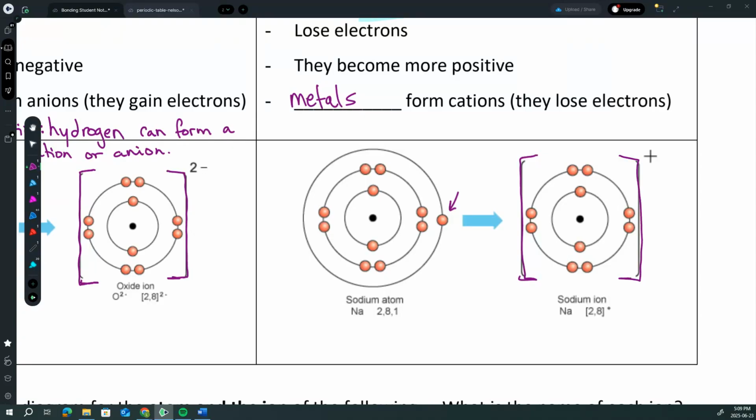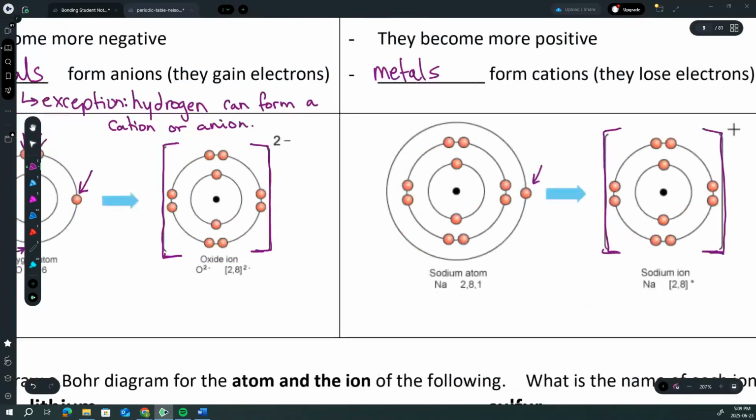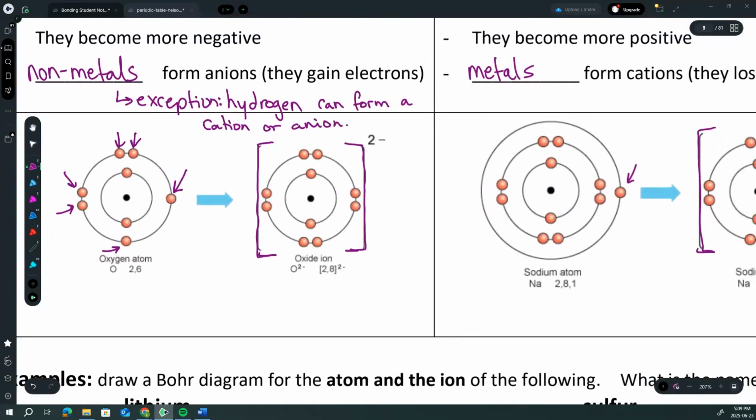And again, what we're going to do is have these square brackets around the diagram, and since it only lost 1 electron, it has a positive 1 charge. Okay, going back to that oxide ion, it gained 2 electrons, so that's why it has a 2- charge.